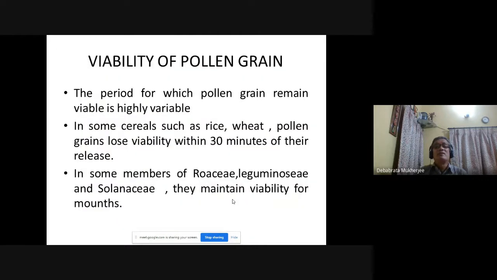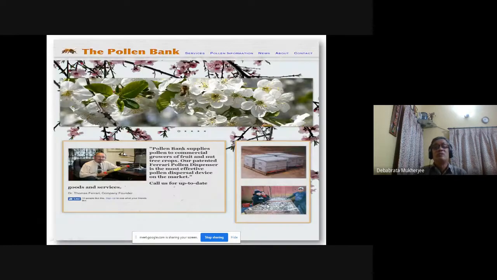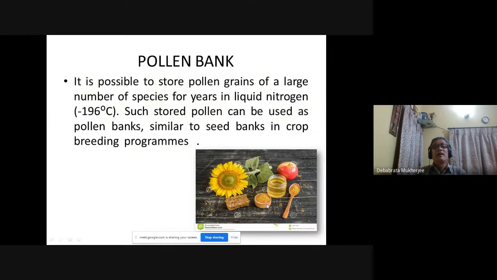Now the viability of the pollen grain. The period for which pollen grains remain viable is highly variable. In some cereals, rice and wheat, pollen grains lose viability within 30 minutes, but in some members of Rosaceae, Leguminosae and Solanaceae, they remain viable for months. So the pollen bank picture is there. In a pollen bank, it is possible to store pollen grains of a large number of species for years in liquid nitrogen at minus 196 degrees Celsius. Such stored pollen grains can be used as a pollen bank, similar to a seed bank.